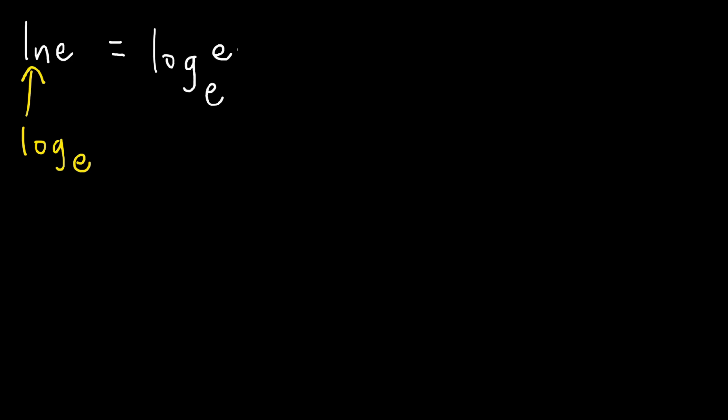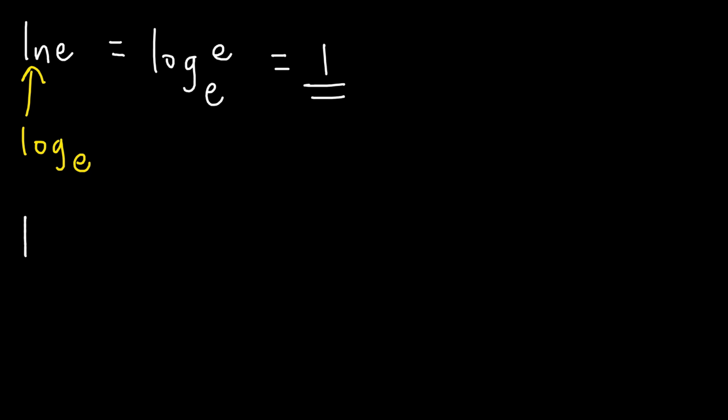Now let's see how we can evaluate natural logarithms. Let's say we have ln of e. Now ln is the same as log base e. So this will be equal to ln, which is log base e, and then we have e. And since this is the same as this, then the answer will be equal to 1. So ln of e will be equal to 1.